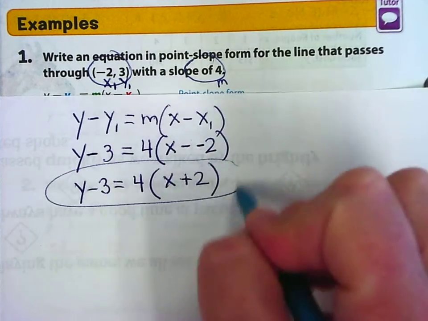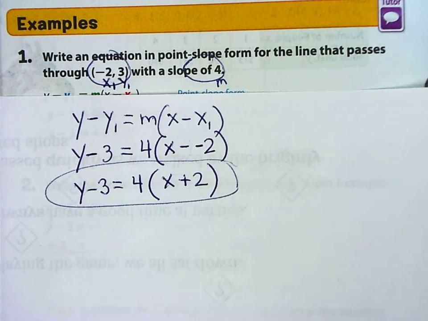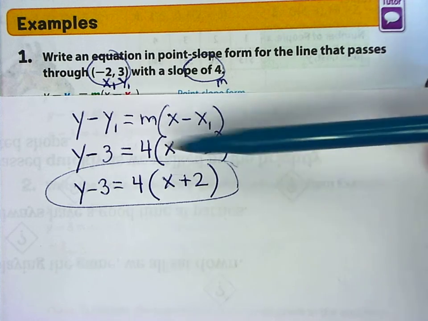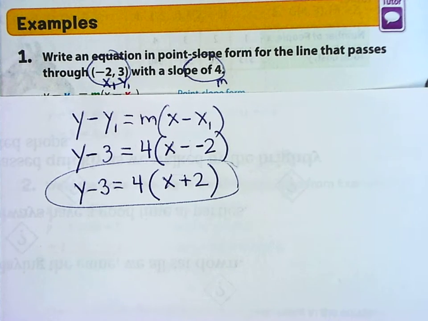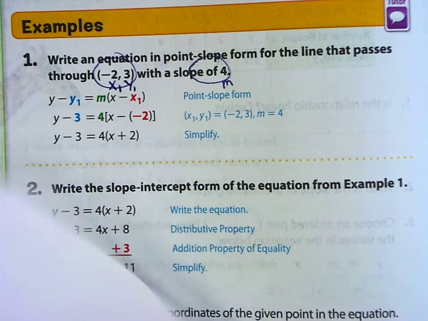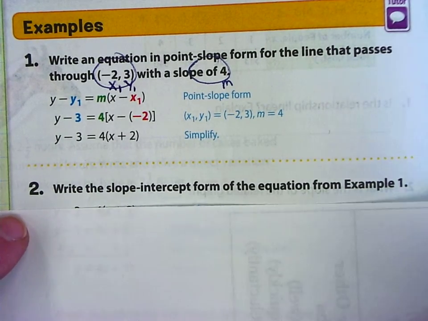And that is point-slope form. You're going to leave it just like that. This is your final answer. Any double negatives that you come across, just fix and make them positive.